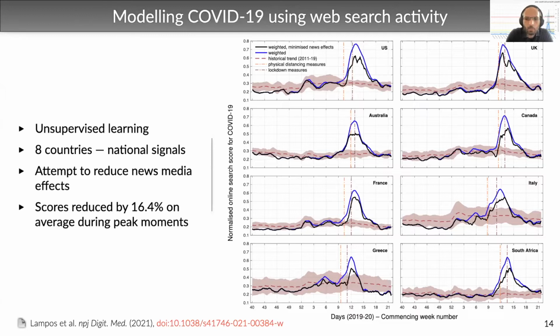Here, the time series in blue depict the estimates from these models for 8 countries during the first wave of the pandemic. The black lines denote a refined version of these signals, where we are making an attempt to reduce the effect that news media reports might have introduced to these signals. We use this refined version as our proposed COVID-19 prevalence score.